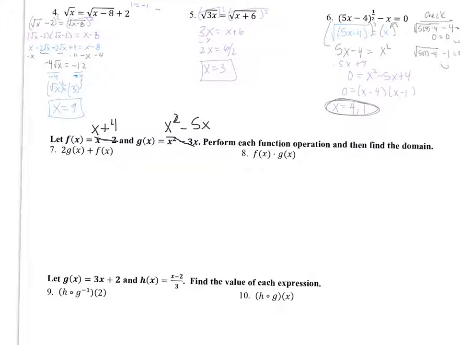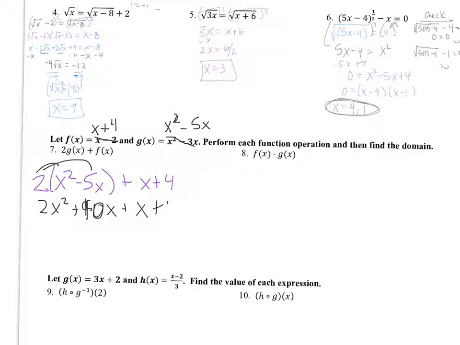So this first one says 2 times the function of g. My function of g here is x squared minus 5x because I just changed it. And then adding my function of f, x plus 4. I don't have to do anything with adding because adding is the same as normal, unlike subtraction, it's the opposite. So this becomes 2x squared minus 10x. And now I can combine my like terms. So I have my 2x squared minus 9x plus 4. And my domain here would be all real numbers. There's no restriction on x squared.